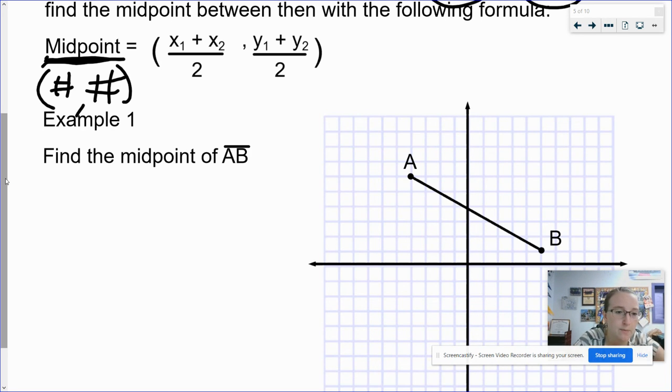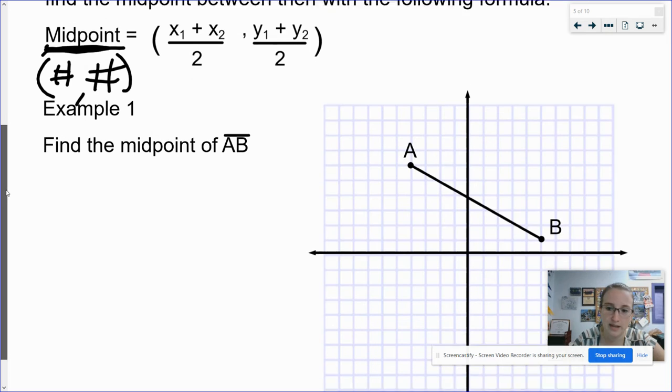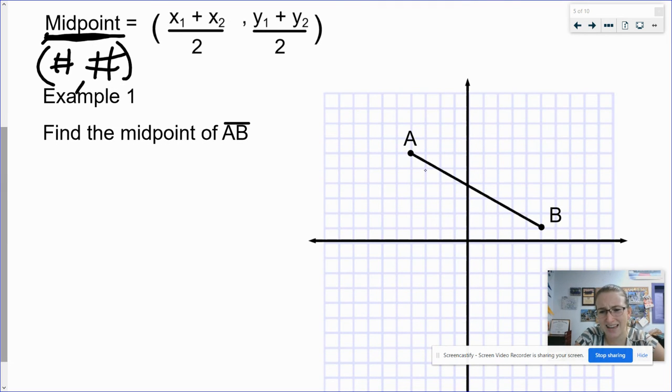So example 1 says find the midpoint of AB. Now again, I can't just count because I can't count diagonally on a graph, right? I can't go, well, 1, 2, 3. You can't do that, yeah? So that's what this formula is for.